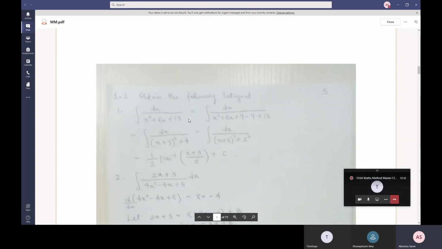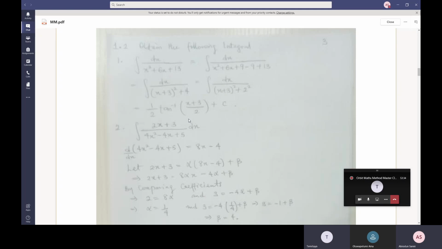I think we are going to move to the integration part. Now, moving on to integration. Look at this. We have the integral of dx over x squared plus 6x plus 13. Now, how do I integrate this problem?